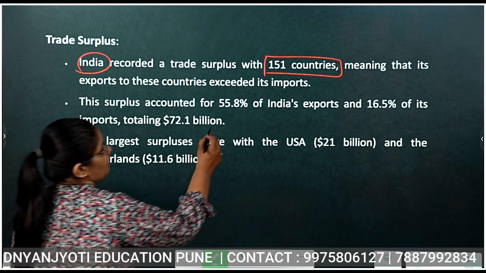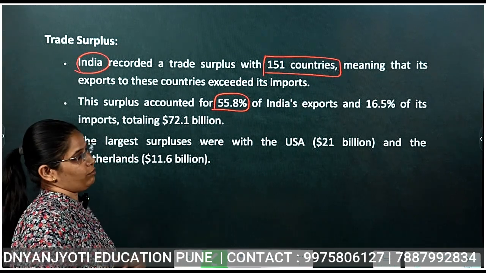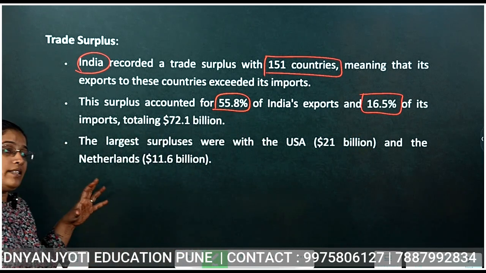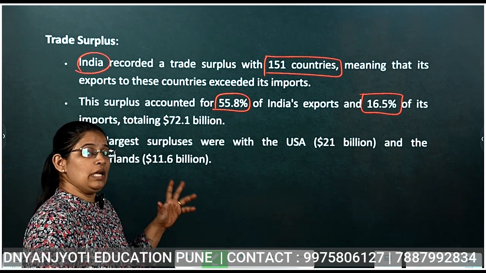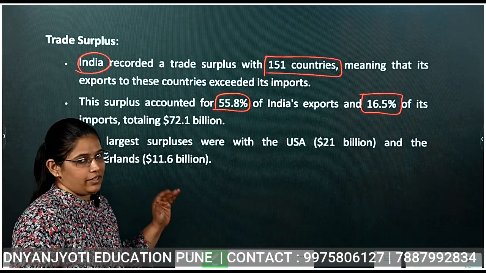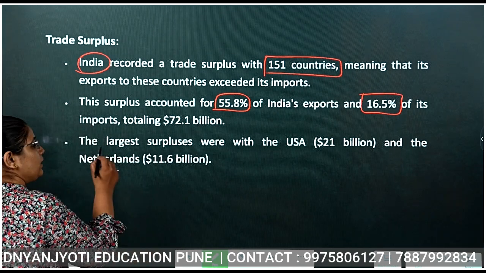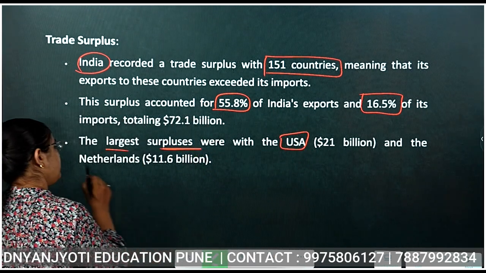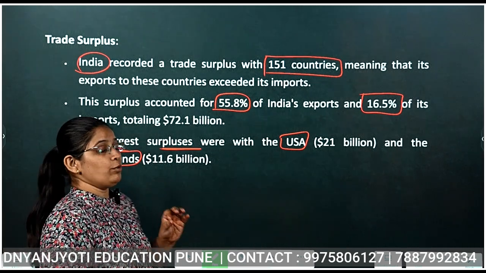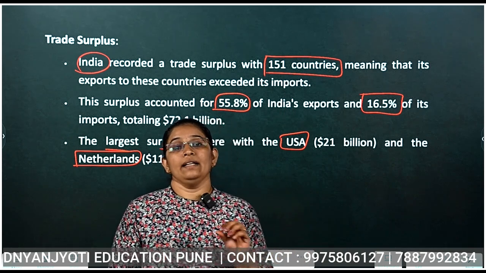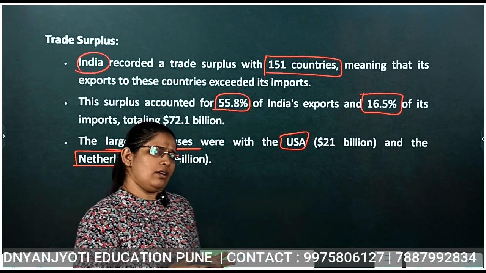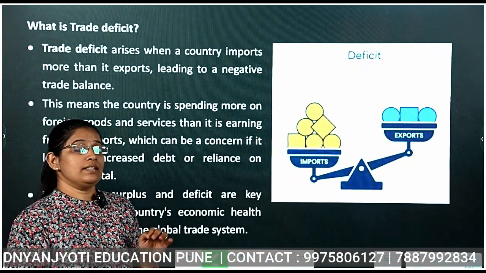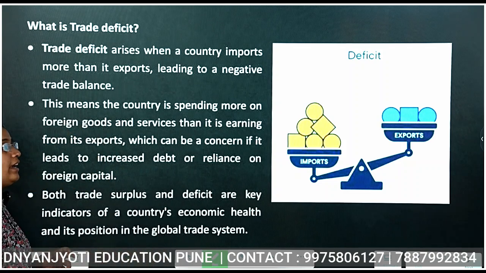So as per the data, India's export is around 55.8% and the import is 16.5%. So we can easily understand the difference between the amount of export and import, which shows us that the trade between these countries is a trade surplus. So the largest trade surplus which is seen is between India and USA, and after that India and Netherlands. So you have to remember that these two countries, USA and Netherlands, are the topmost countries which are having trade surpluses with India.